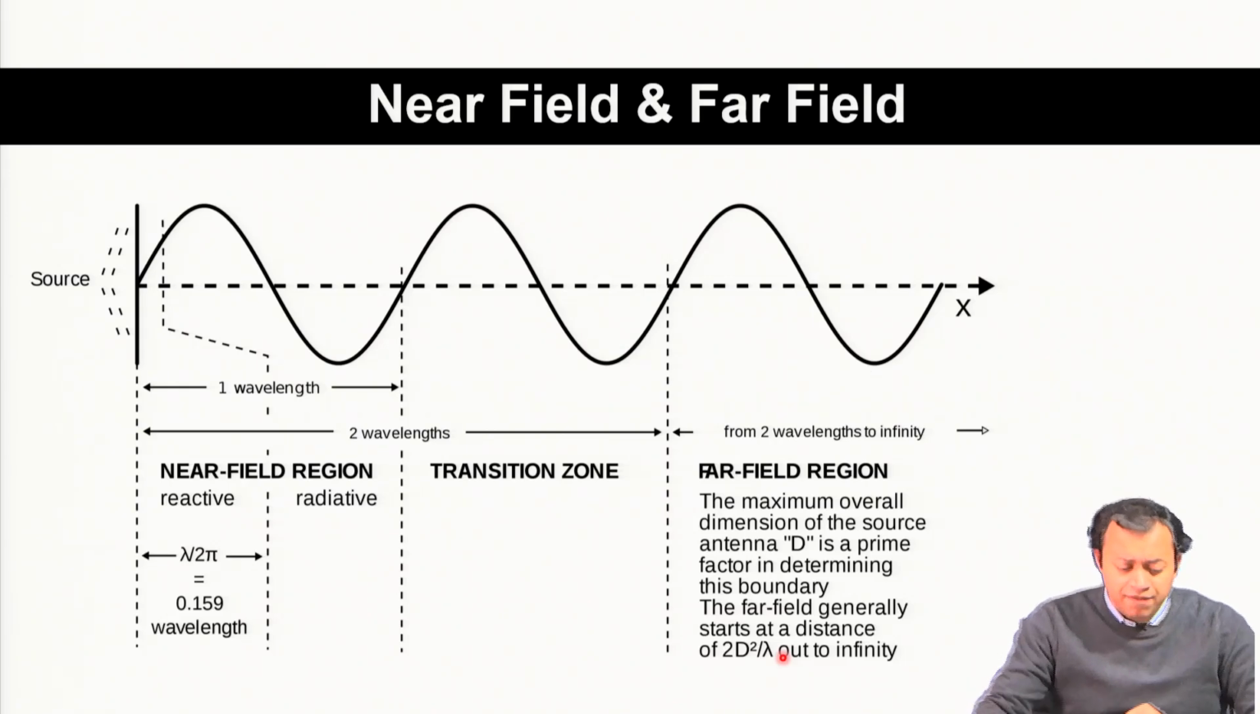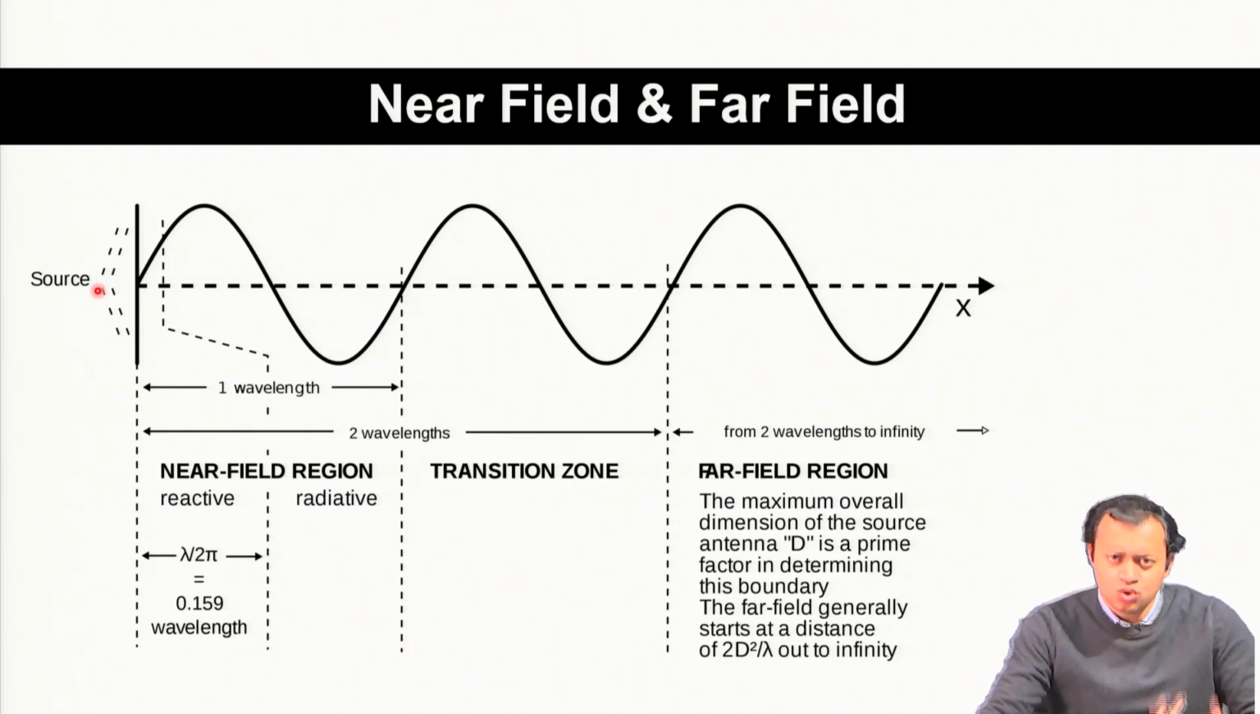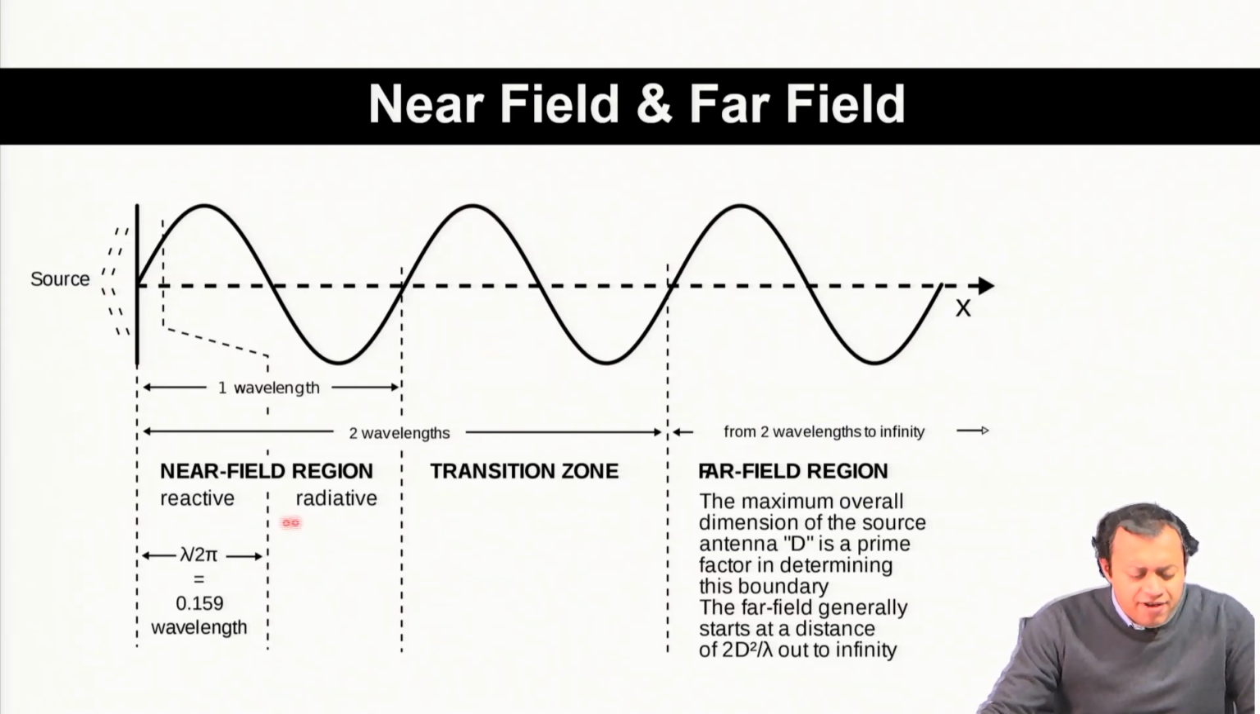But theoretically they found out that at a region very close to the source, which could be an antenna, a charge, any source that generates a wave, we have a region which is called the near field region. How close? This is less than a wavelength.